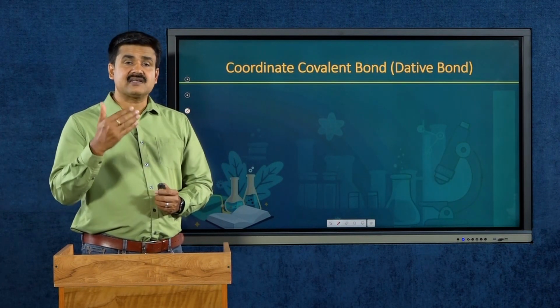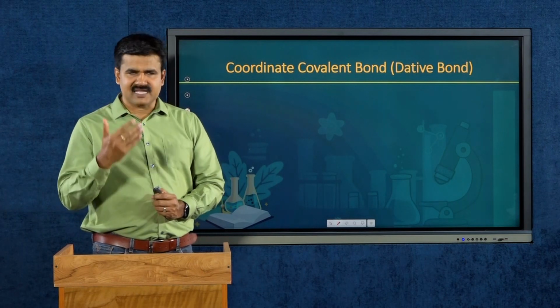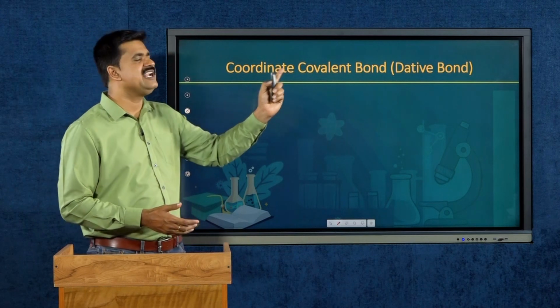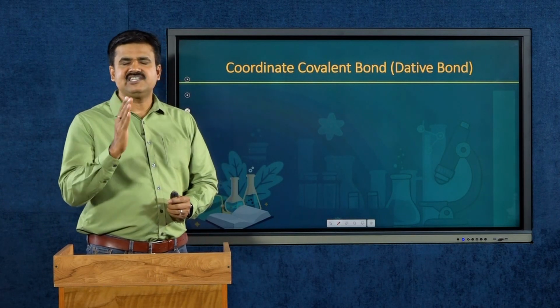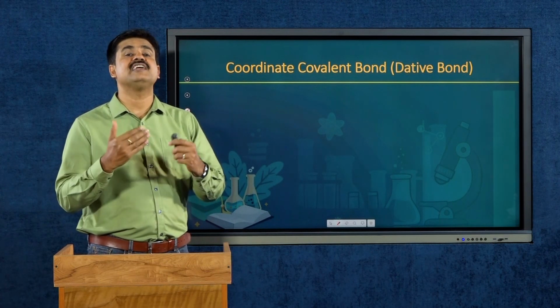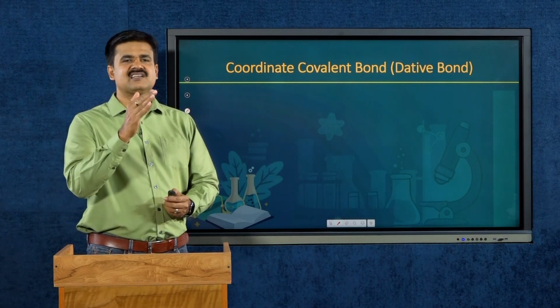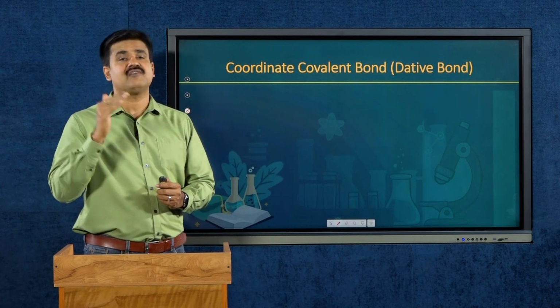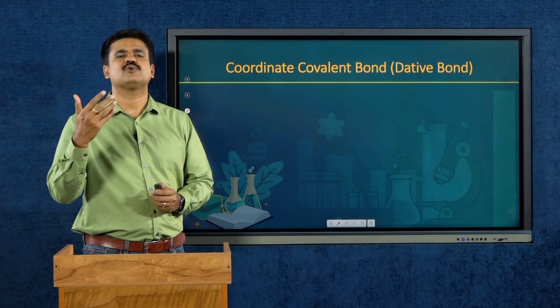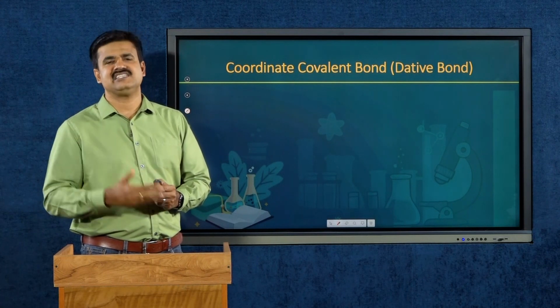Now, another category of chemical bond is the coordinate bond or dative bond. Dative bond is a synonym of coordinate bond or coordinate covalent bond. The correct name is coordinate covalent bond. For convenience, you can call it simply the coordinate bond or the dative bond.